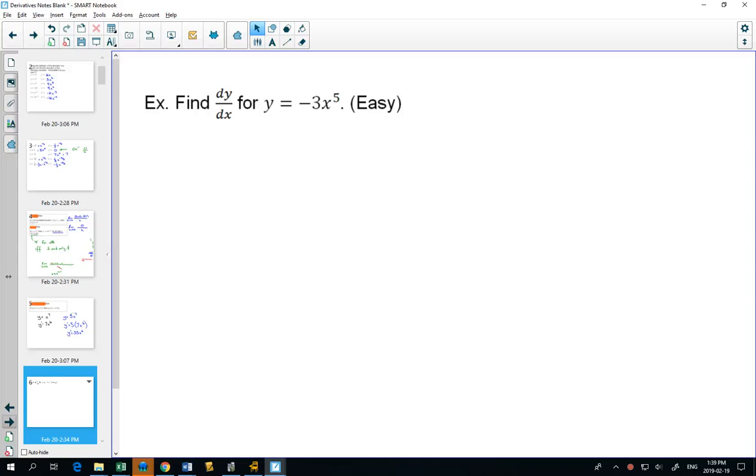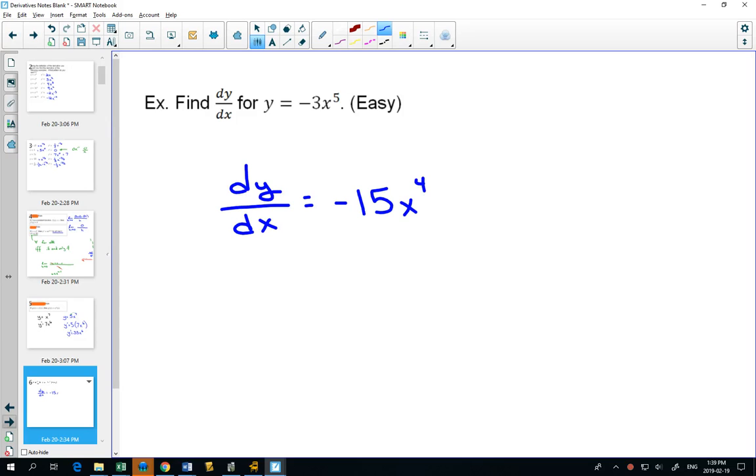So, different notations. Find dy dx. That means find the derivative of this equation. Is that enough time to get the answer? Everybody's got the answer? Want to check to see how you did? Now, if the notation starts that way, I'll write dy dx equals. Did you get negative 15x to the 4? You got 7. Uh-oh. And we have some issues.